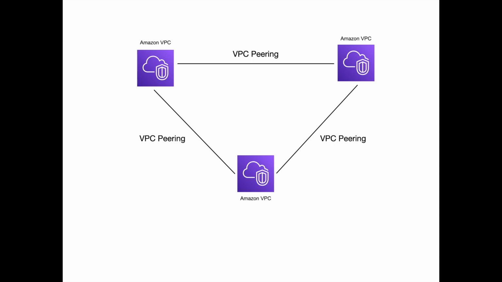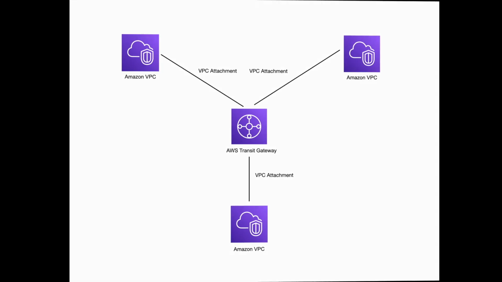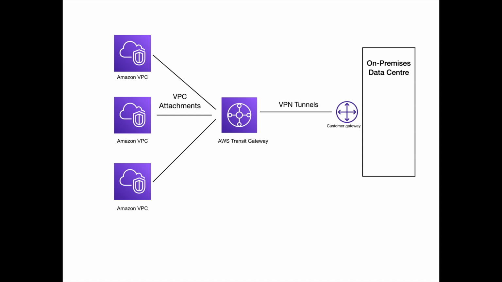The best approach to connect your VPCs is by using AWS Transit Gateway. AWS Transit Gateway is a central hub that works as a cloud router, and the connection is only made once, so it's easy to manage. You can also connect your VPCs with Transit Gateway, and you can also connect your on-premises data center with Transit Gateway through VPN tunnels.